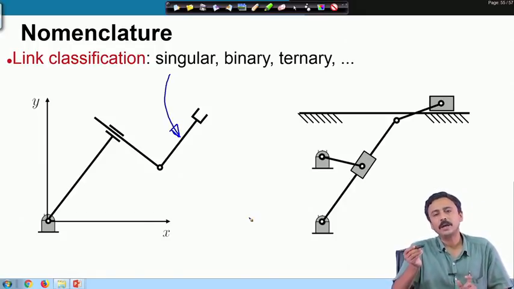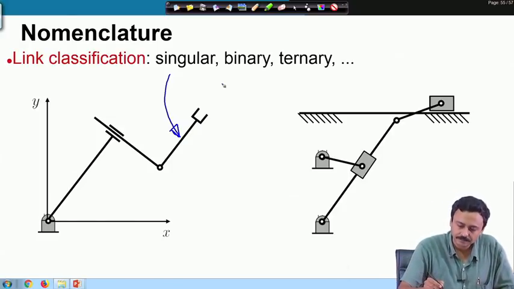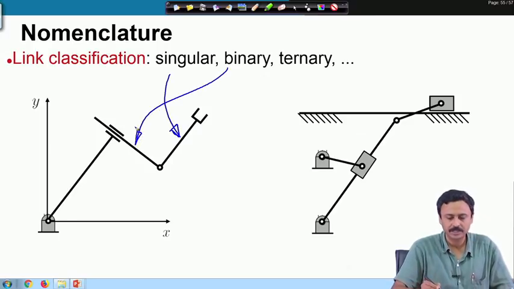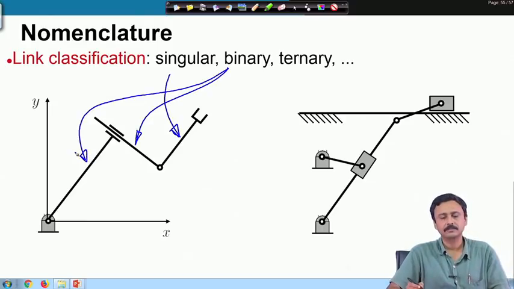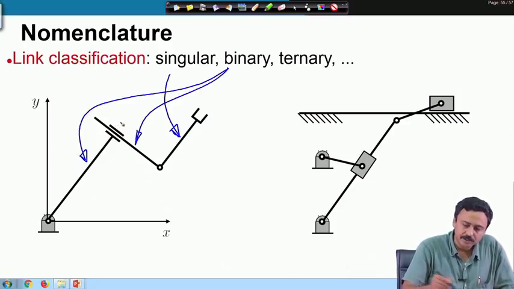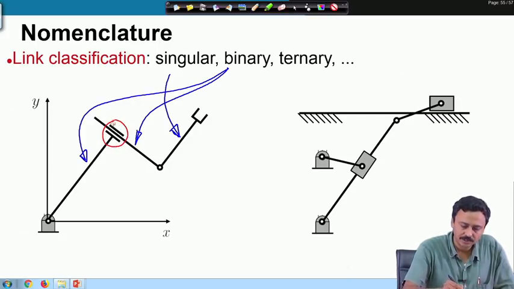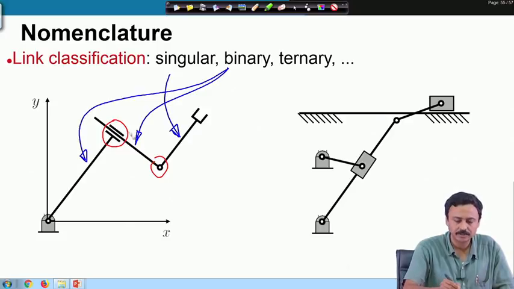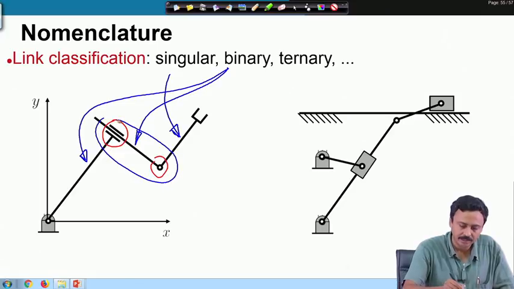A binary link is one in which there are two connection points. So, it connects two rigid bodies. You can very easily identify that this is a binary link, this is also a binary link. For example, this binary link has got two connection points. This is one connection point, this is another connection point. That makes this a binary link.